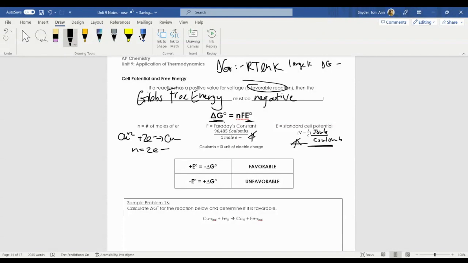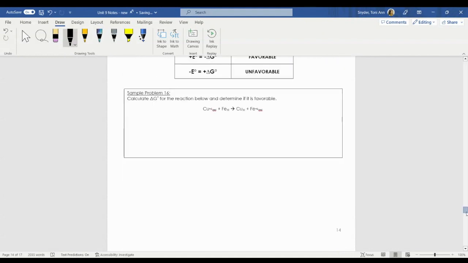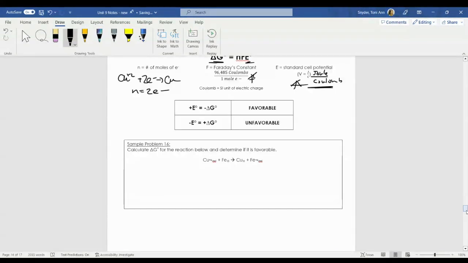And this equation is also on your equation sheet. So we're really knocking off a lot of stuff here. And like we said, if I have a positive value for my cell potential, a positive voltage, that must mean that my Gibbs free energy must be negative. That's a favorable process. Whereas if I have a negative value for voltage, my Gibbs free energy would be a positive value. That's an unfavorable reaction.